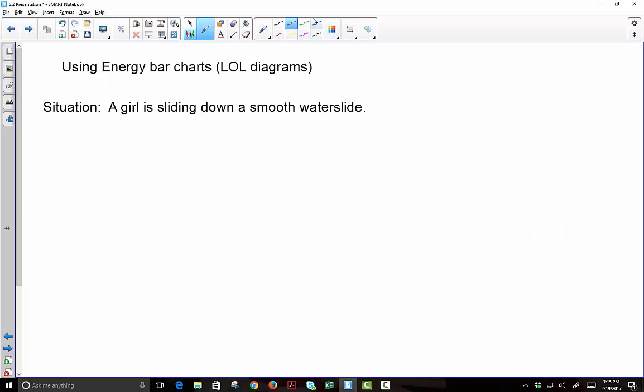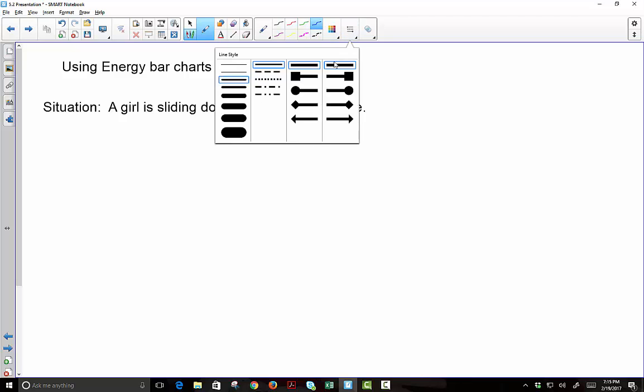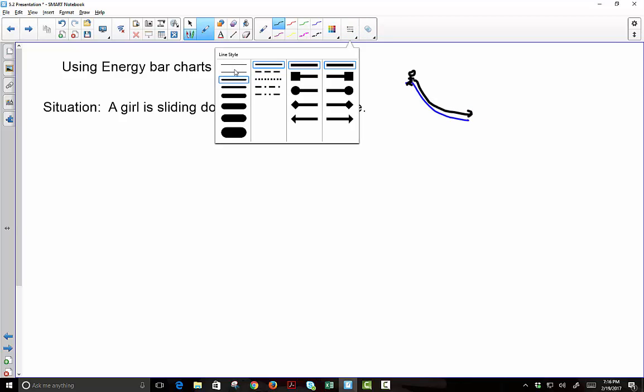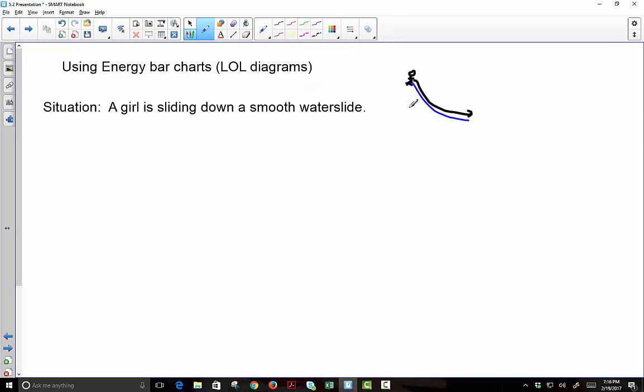So here we're going to have a girl going down a water slide. So she's sitting at the top of a slide, and she comes down the slide. I don't know why it's blue. So she's up here, comes sliding down, and we want to analyze the type of energy that's being used or is in the system. The system here would be the girl and the earth.